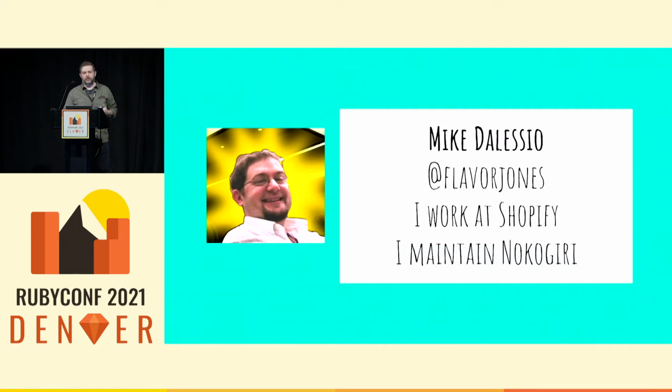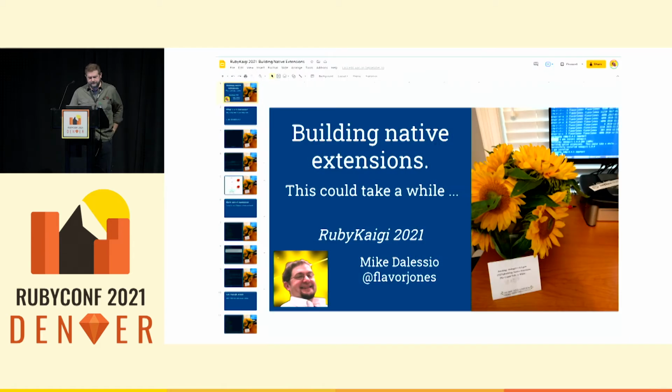Okay. If you don't know me, I am Mike. I go by Flavor Jones on the internet. I work at Shopify, where I help lead the Ruby and Rails infrastructure group, and I maintain Nokogiri, among other Ruby gems.